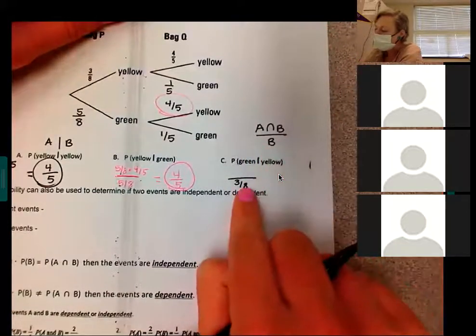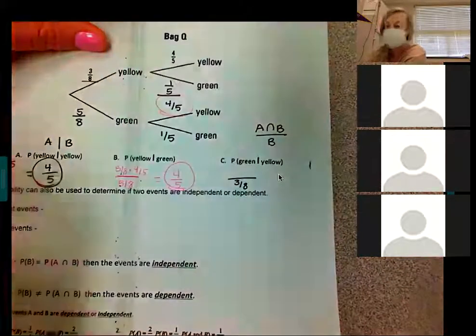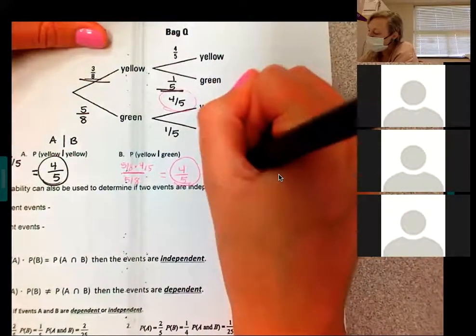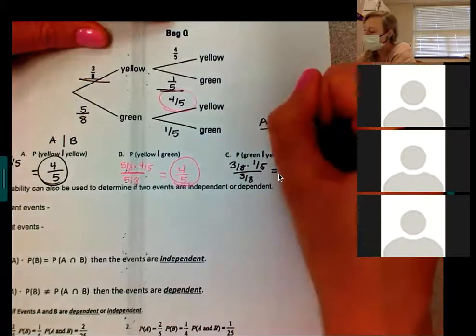So there's my B, yellow. What's the probability that both of these happen? So yellow and then green. What do I do with these two numbers? Multiply. 3/8 times 1/5. And a lot of y'all are looking at me like, why is she still doing that? What's the answer? It'll just be 1/5.